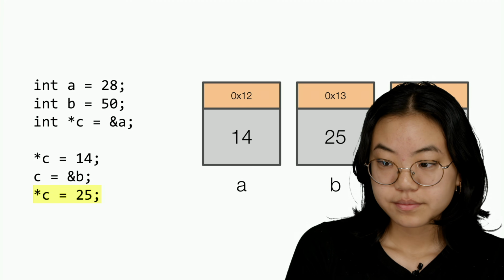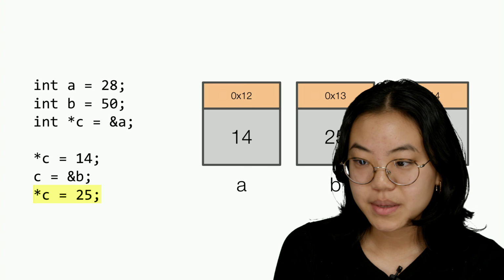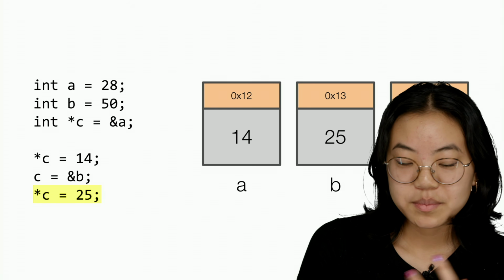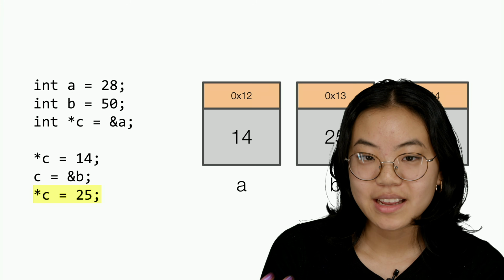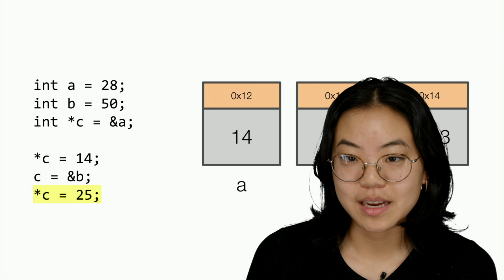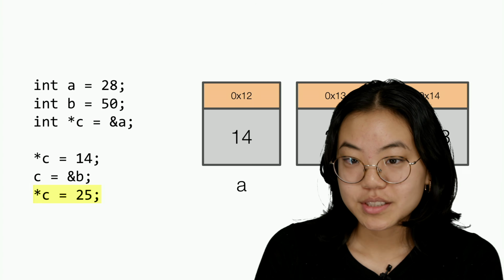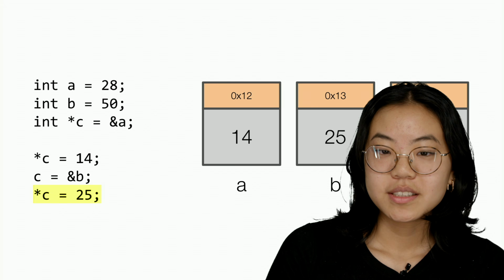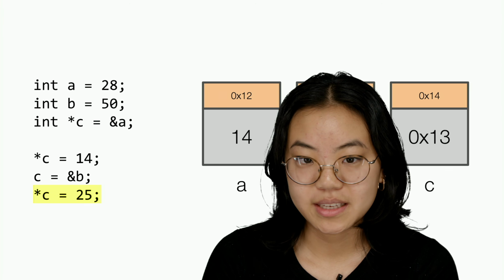And then when I do C equals ampersand B, we're just updating the value. So I could have done A equals 5 to update the value of A. The same way, we're just taking C, which is a pointer, and updating its value to a different address. So in this case, the address of B.